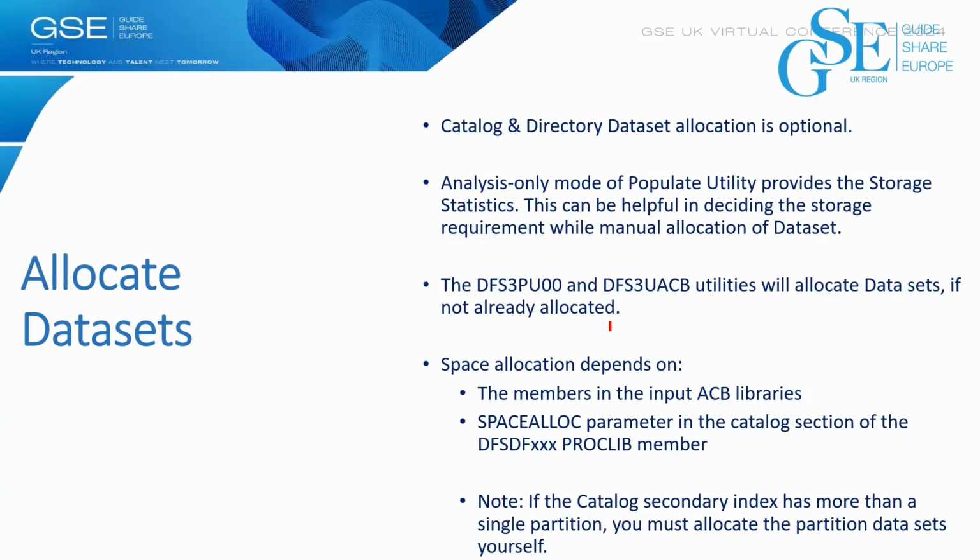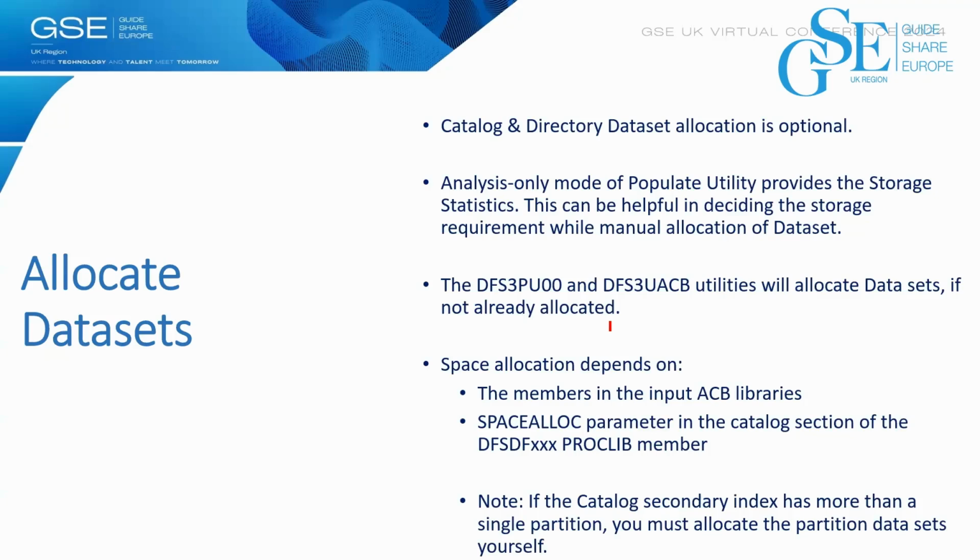When the catalog populate utility allocates the data sets for you, it depends on two things for the space allocation. The first one is the members in the input ACB libraries. You pass the ACB library from which you need to initialize the catalog, and the number of members in that ACB library will be taken into consideration while determining the space that needs to be allocated. The other is the SPACE ALLOC parameter in the catalog section of the DFSDFxxx member. This is another parameter that goes into the catalog section that we haven't talked about earlier.